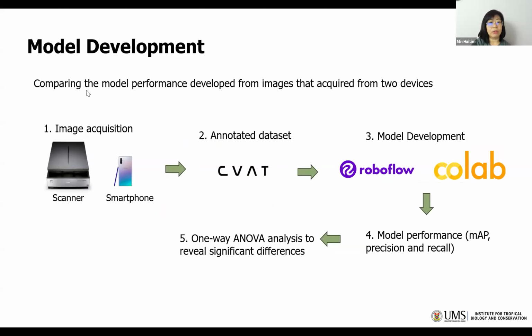So for the model development process, for image acquisition, we used the scanner and smartphone. The data set was annotated in CVAT. Model development happened in Roboflow and Google Colab. We evaluated the performance using mAP, precision, and recall. Finally, we used one-way ANOVA to review the significant differences between the results of our model performance.